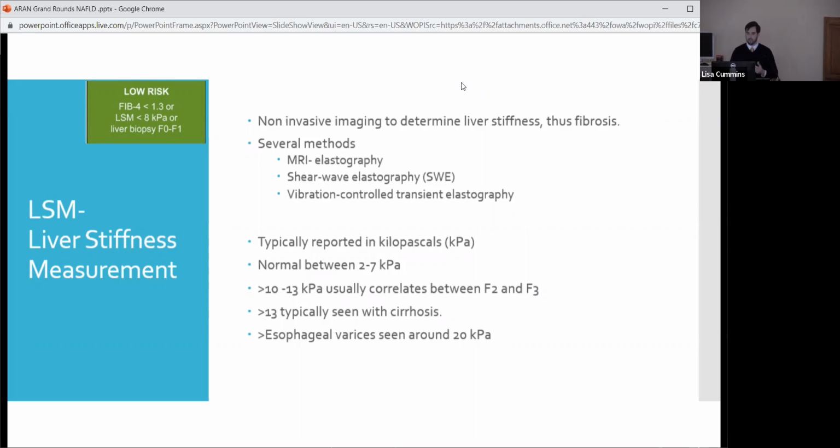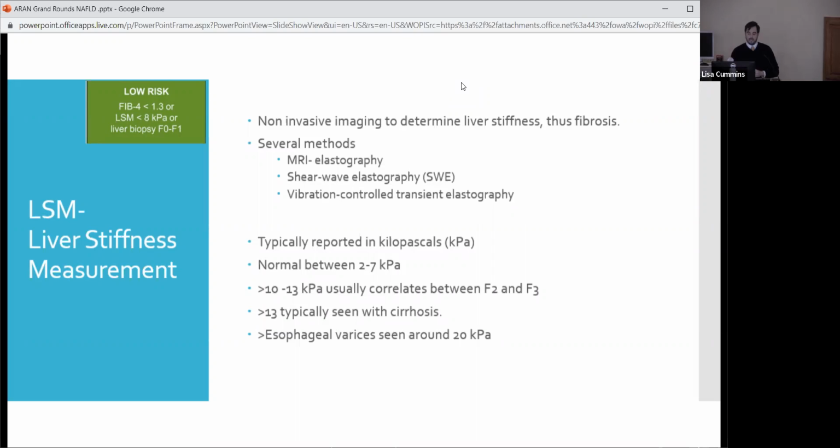All these measurements are usually reported in kilopascals. They all have some variation. So whether it's 2.2 to 7, or 2 to 8, it just depends on the modality you're using. But just to give you an idea, normal is less than 7 kPa. A kPa between 10 and 12, or 10 and 13, is that intermediate F2, F3 fibrosis. And anything over 12, we start thinking about cirrhosis and advanced liver disease.